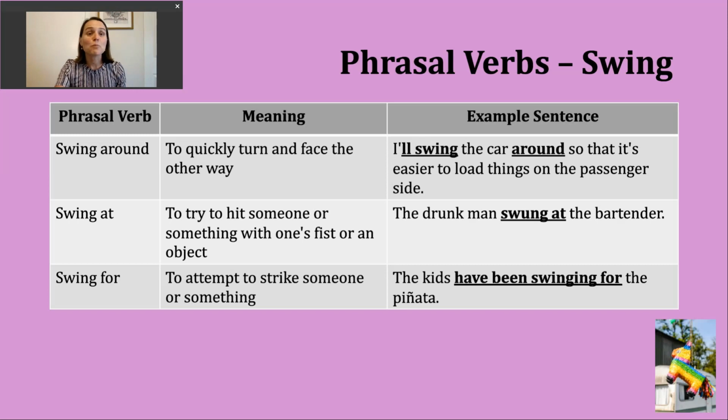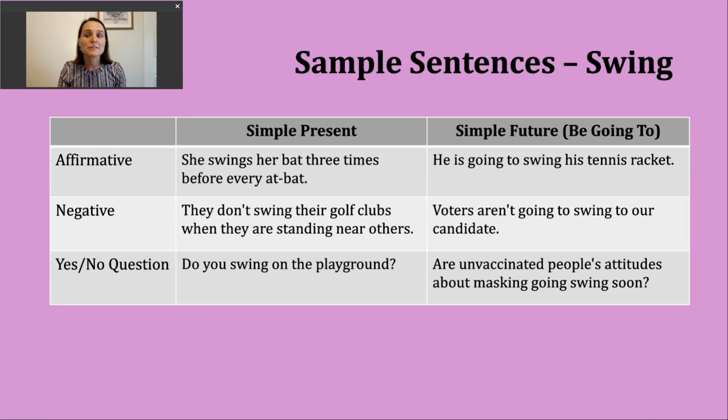Now let's continue practicing our verb swing. Today we're going to focus on the simple present and the simple future using be going to. Let's start with the simple present. We use this verb tense to talk about habits and routines. We will also use it to describe facts.